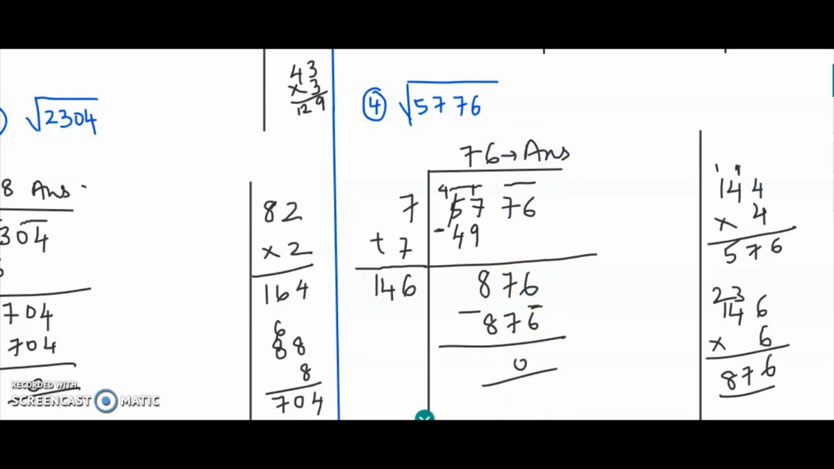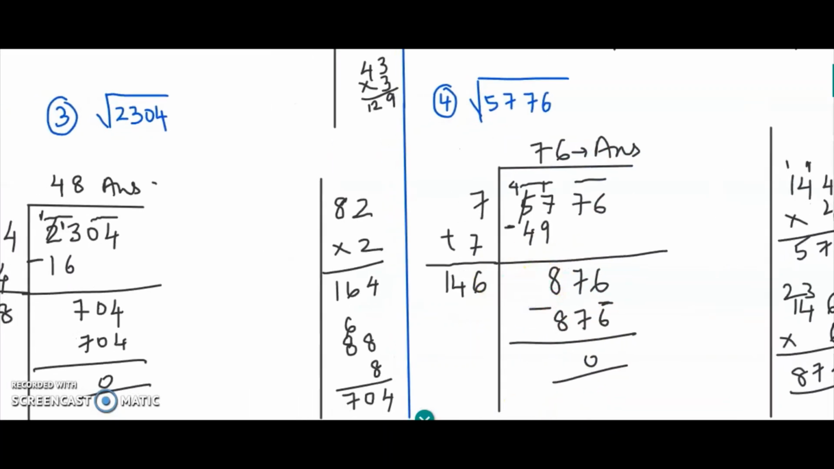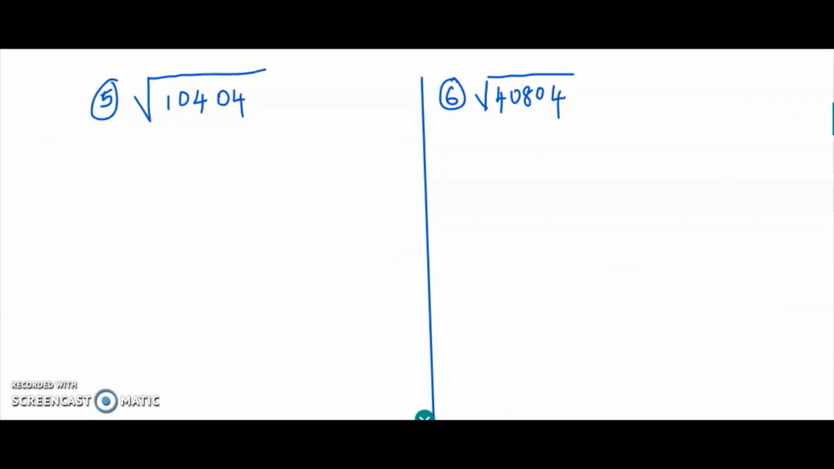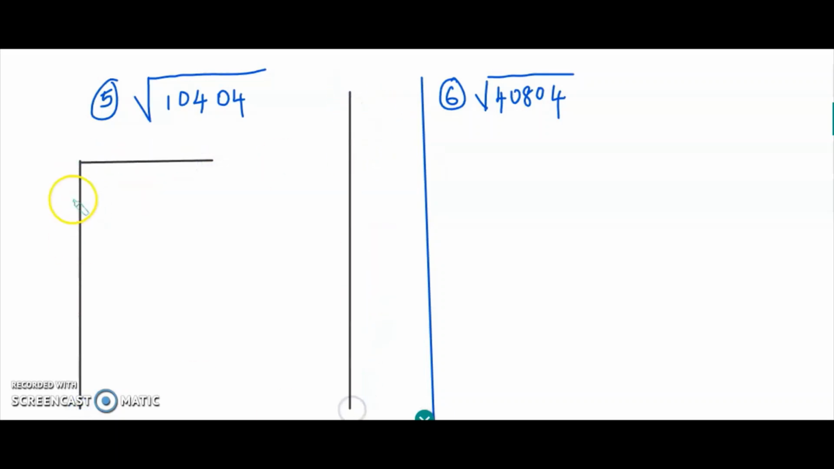Correct? Okay. Let's take some questions where we have 5 digits or 4 digits of a number. Okay. So I've taken a 5-digit number. Clear? So let's put a little bit on the left side and my rough area. Okay. Let's start.